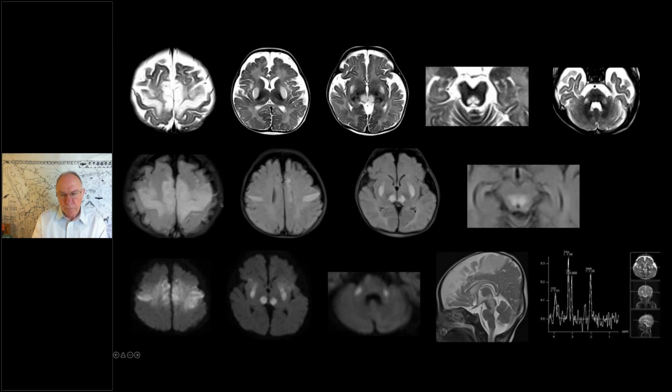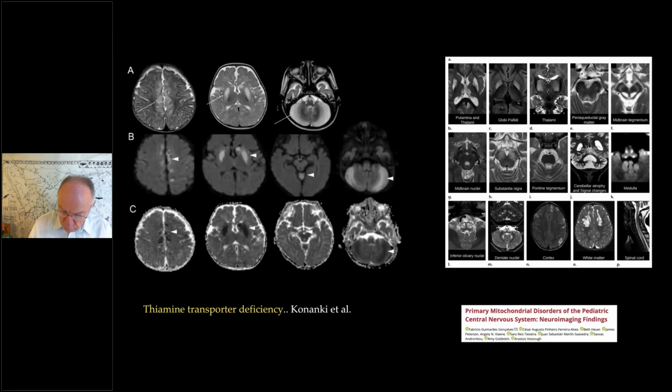Corresponding changes are demonstrated on the FLAIR. Again, cortical hyperintensities, symmetrical changes in the dorsal striatum, the periaqueductal gray matter, and areas of restricted diffusion on DWI sequences. Spectroscopy was done. We could not appreciate any lactate peak. The rest of the peaks appeared normal. So based on the imaging findings and the association of cardiac dysfunction, at least on the imaging, the neurological findings could be attributed to thiamine transporter deficiencies.